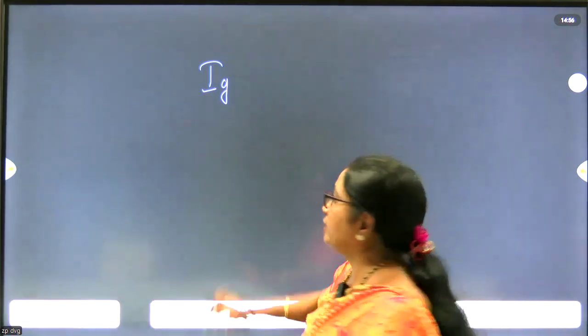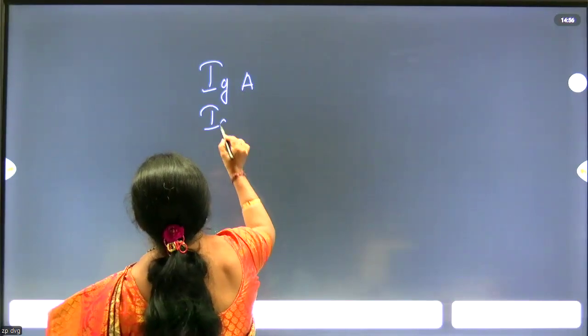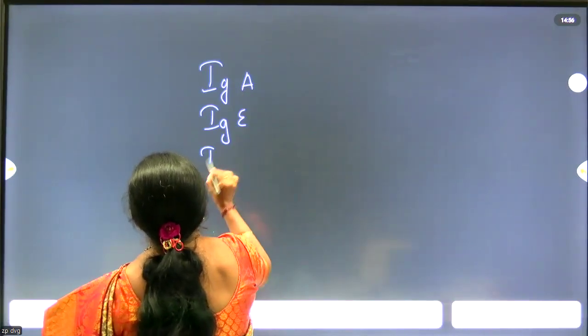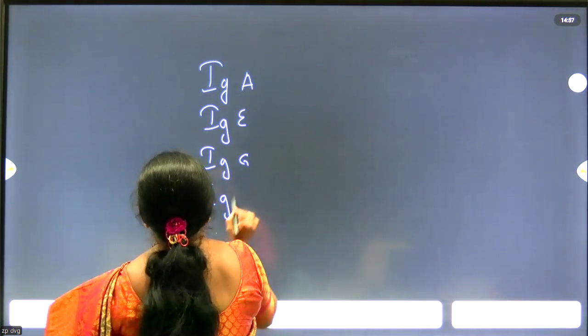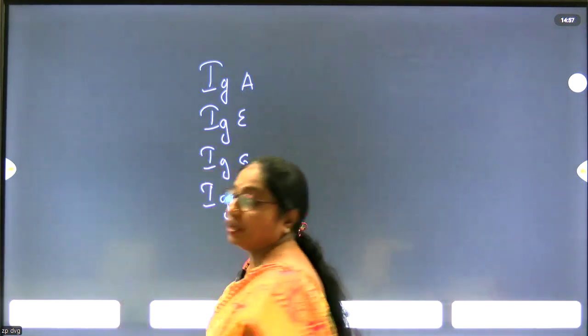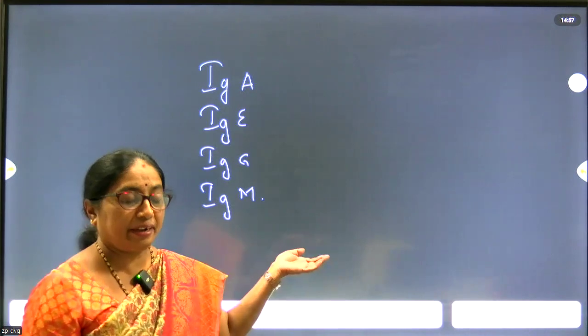Yesterday we had stopped learning the structure of antibody. Antibodies are of different types. There are four different types of antibodies. Antibodies are also represented as Ig, which means immunoglobulins: IgA, IgE, IgG, IgM are the four different types of immunoglobulins. So immunoglobulins are also called antibodies.